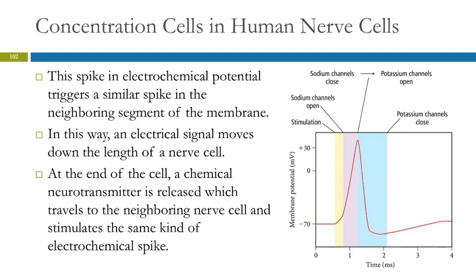At the end of the cell, you've got a chemical neurotransmitter, which is released, and that travels across the synapse to the next nerve cell, and then stimulates the same kind of electrochemical spike in the next nerve cell. So it runs down that cell, and at the end of that cell, neurotransmitter goes to the next. It's actually very complicated, and yet it works amazingly well.